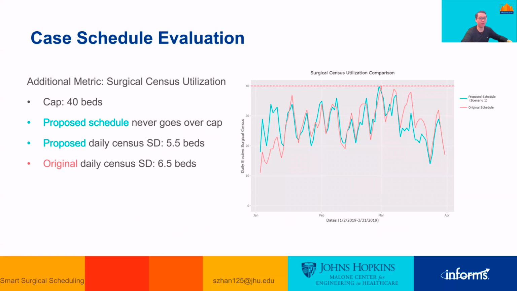Then an additional metric is to compare the surgical census utilization in 3 months. The cap is set as 40 beds. Both schedules never go over the cap, while the proposed one has a lower daily census standard deviation, which can help smooth the patient flow in downstream resources.